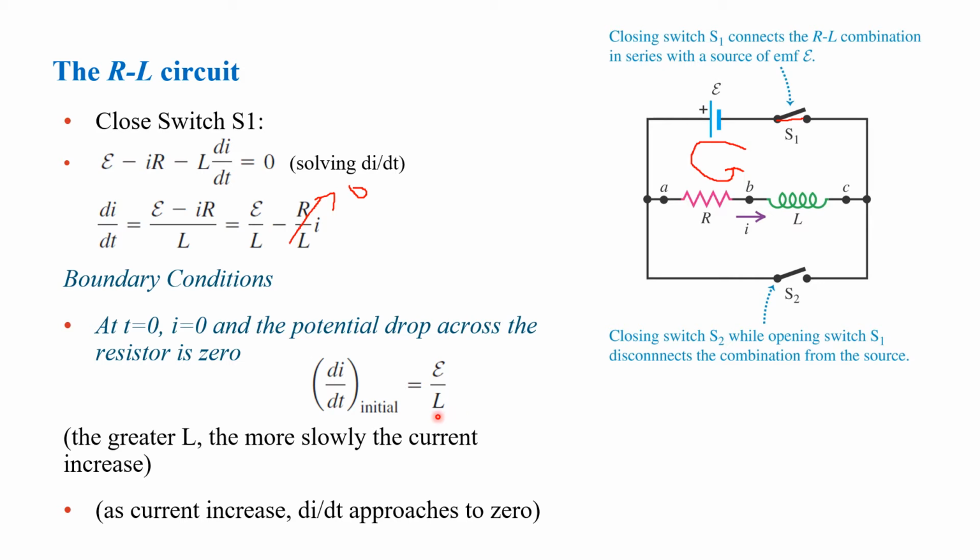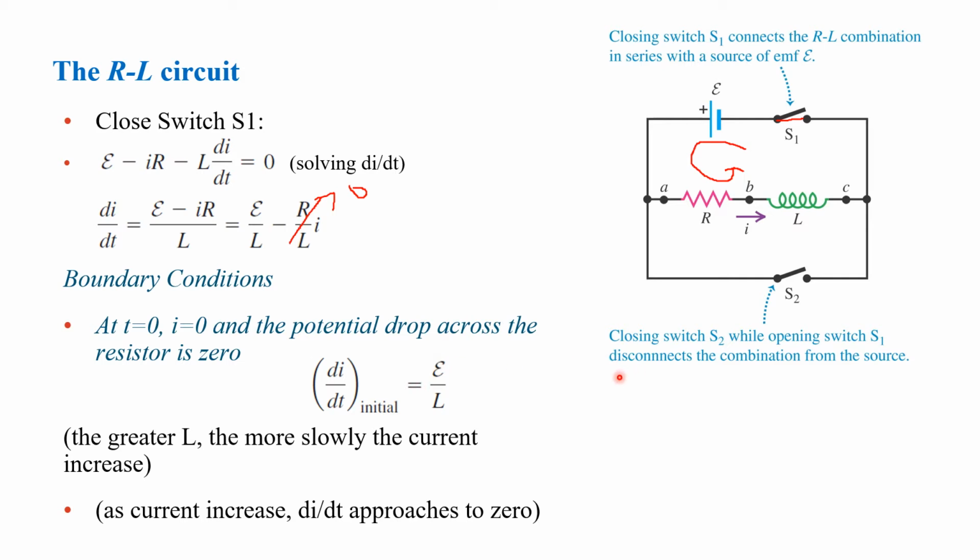And as you can see, the greater the inductance, the more slowly the current will increase. So if you have a greater inductance L here, this rate of change will be slower, as you can see in the equation. So again, the greater the inductance, the more slowly the current increases.